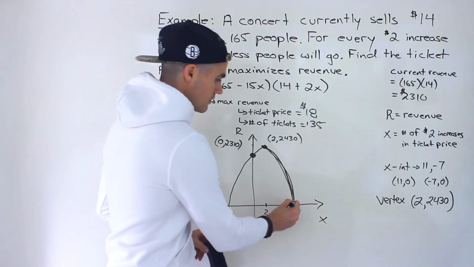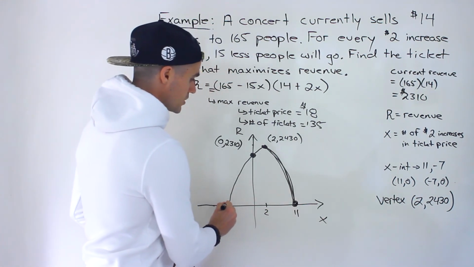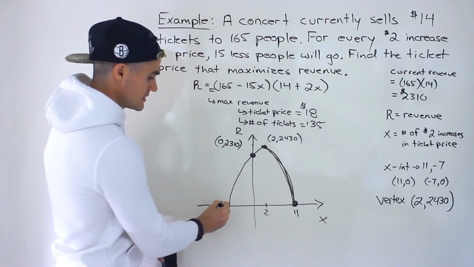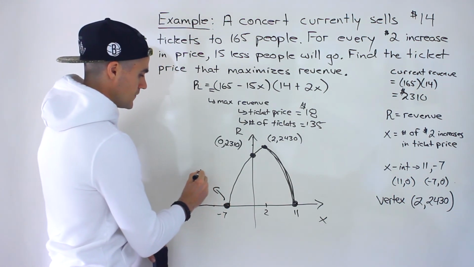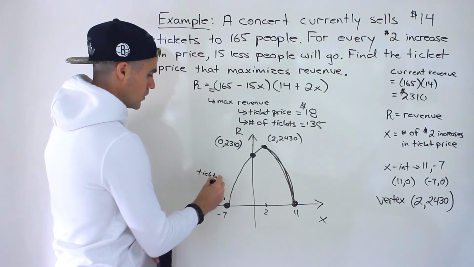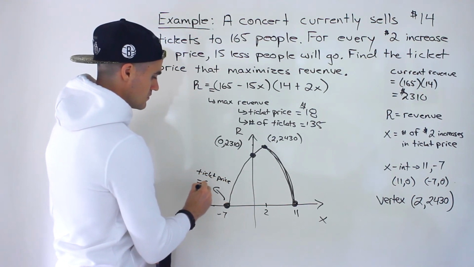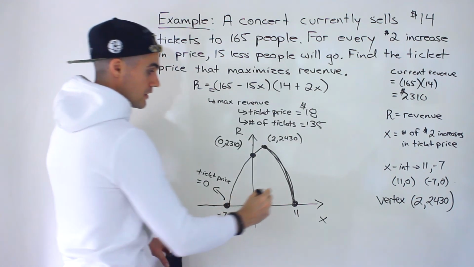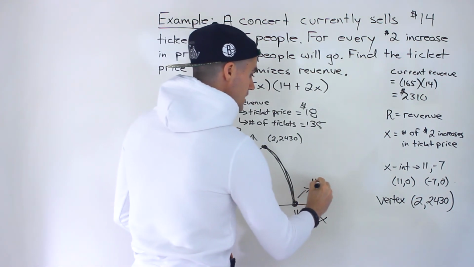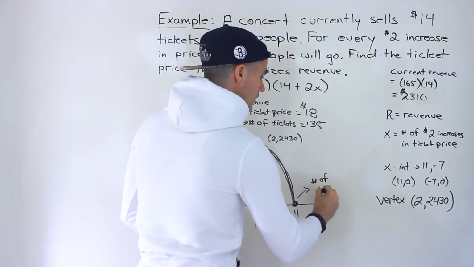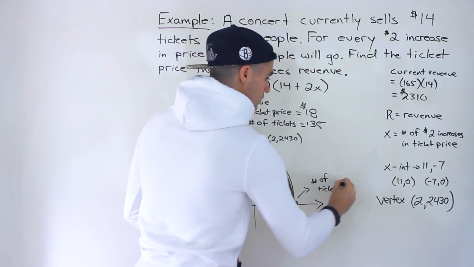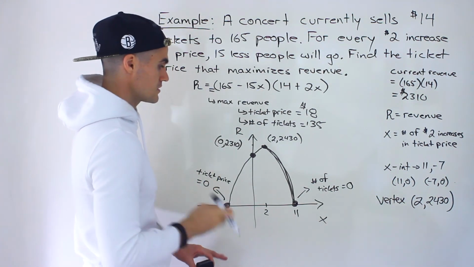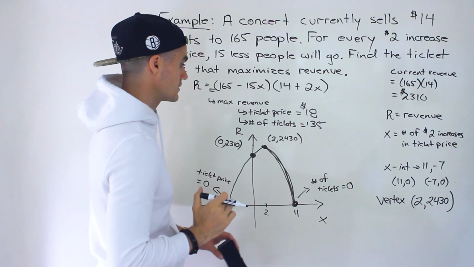And then over here, as I mentioned before, these are the points, these two x values where the revenue would be 0. Here, the ticket price would equal 0. Right? This bracket would be 0, which would make the whole revenue 0. And over here, the number of tickets, or the quantity sold, would equal 0. This bracket would be 0, which would make the whole revenue 0. So those are those two scenarios right there.